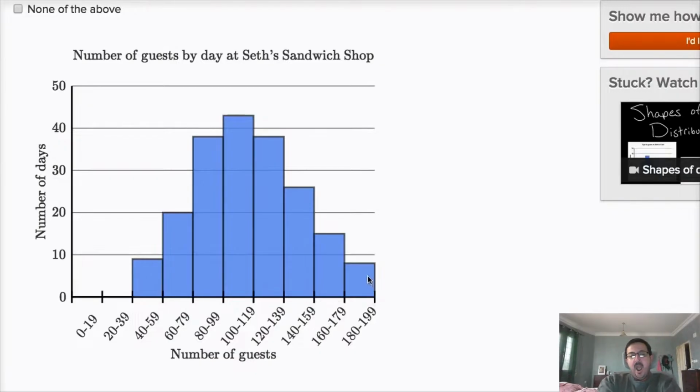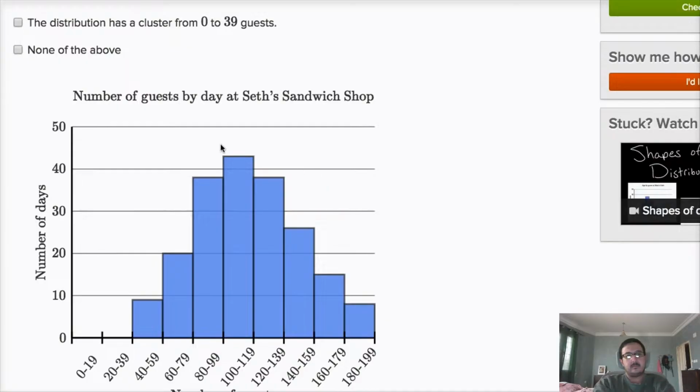All the way, it looks like maybe 8 days that he had between 180 and 199 guests. But in the question of outliers, there doesn't seem to be any day where he had an unusual number of guests. There's not a day that's way out here where he had like 500 guests. So I would say this distribution does not have an outlier.